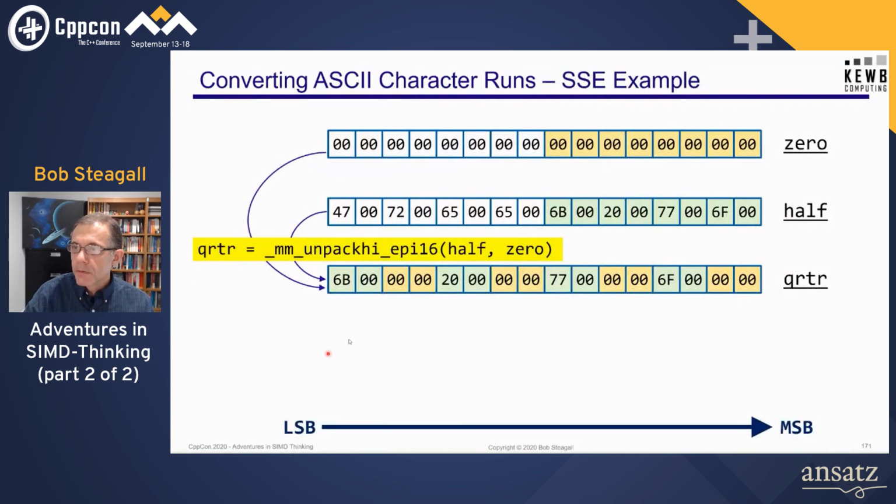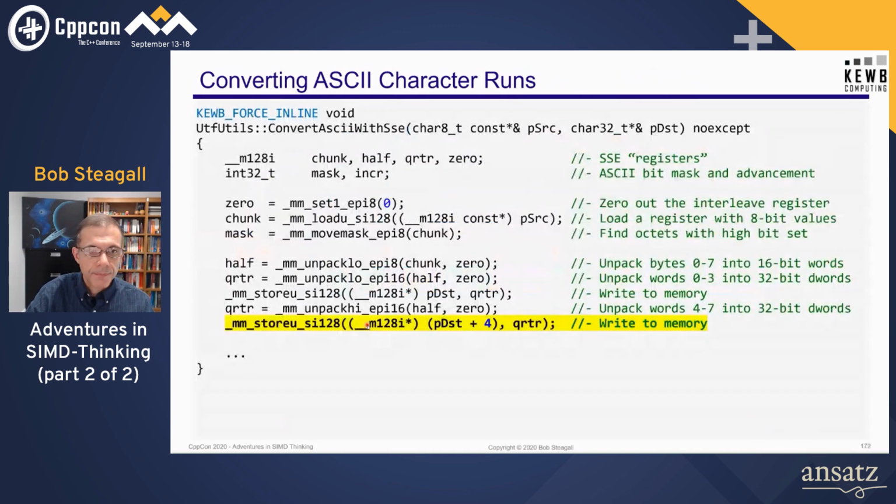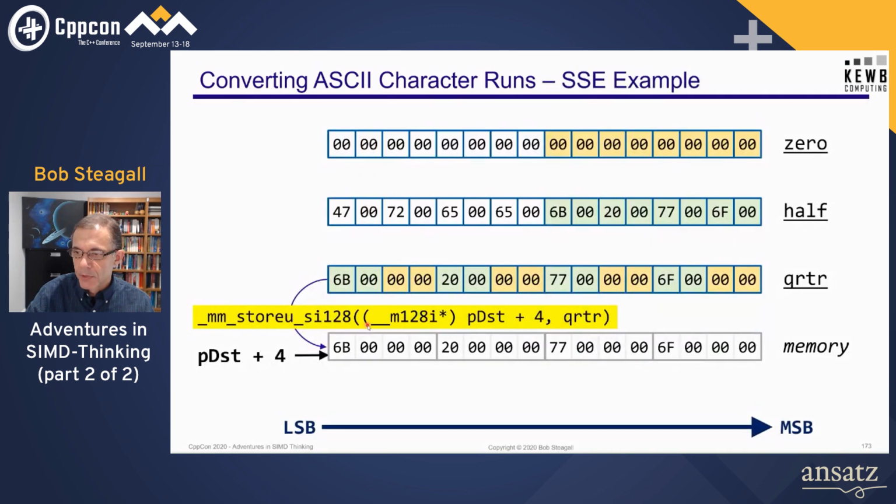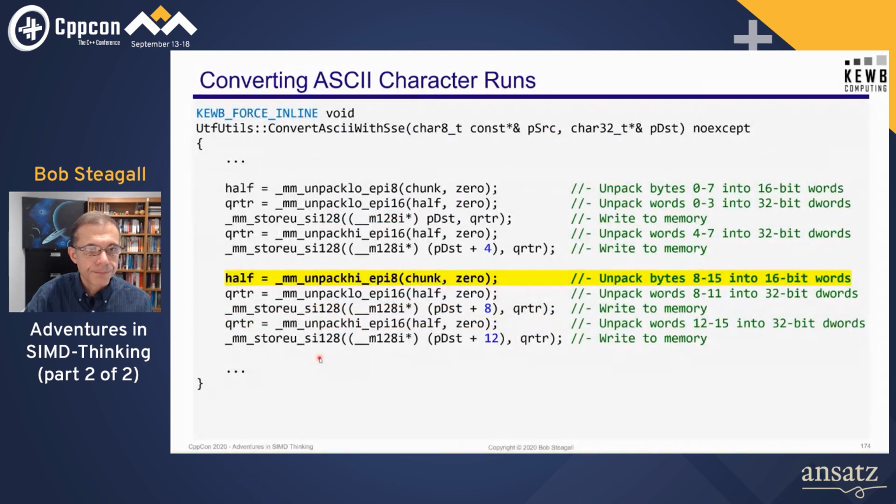I'm going to go through the unpacking exercise again, except I'm going to start with the high 8 units of half, and I unpack them and interleave them with zeros, and I get the next 4 code points. And I'm going to write those out to memory, to pdest plus 4.